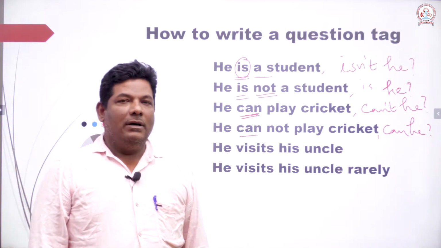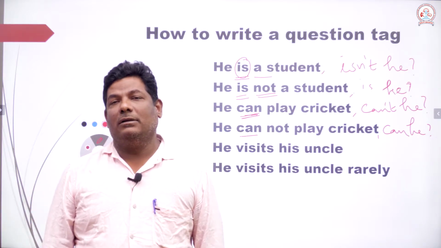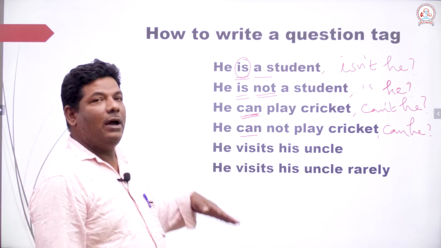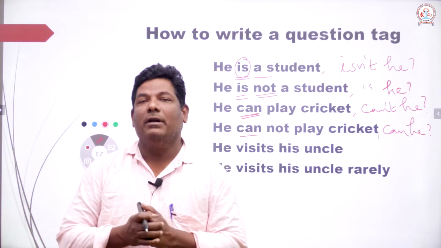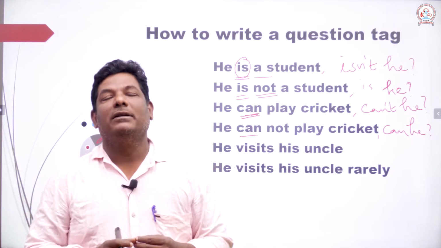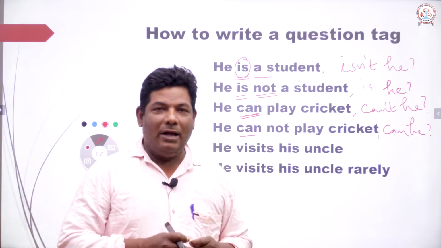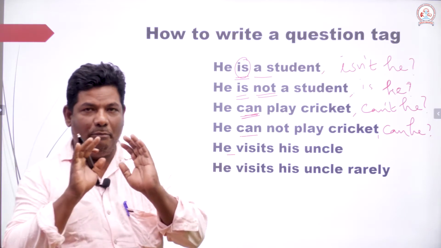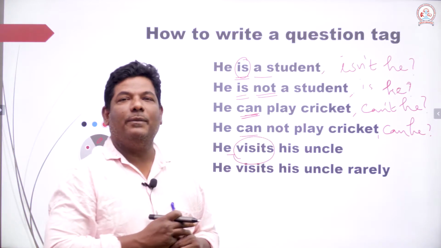Right. Next sentence, he visits his uncle. He visits his uncle. In the first step, we have to see what is the auxiliary verb given here. There is no auxiliary verb given here, right? If you take my list of auxiliary verbs that I have given you in the previous scene, you do not have any auxiliary verb in this sentence, right? Therefore, we have to take the main verb. This is the main verb.